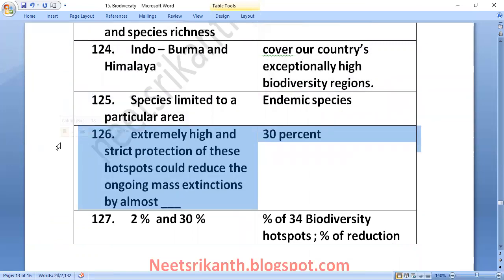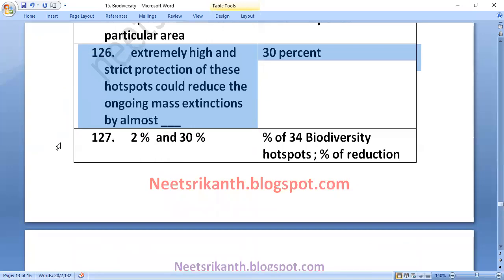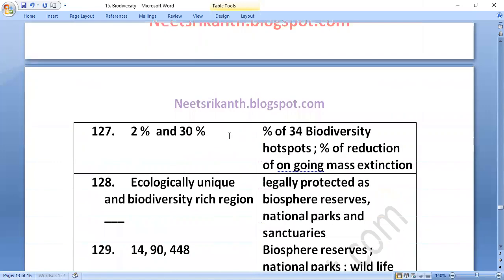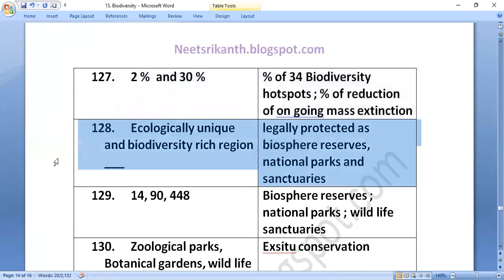Extremely high and strict protection of these biodiversity hotspots could reduce the ongoing mass extinction by almost 30%. The 34 biodiversity hotspots may occupy only 2% of the earth, but they prevent 30% of the ongoing mass extinction.